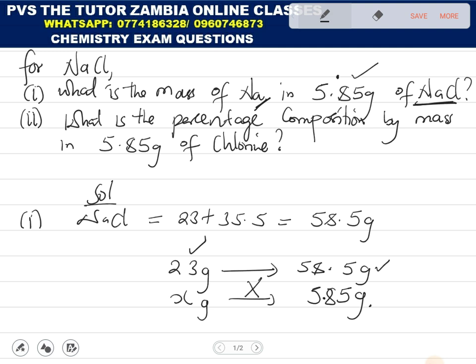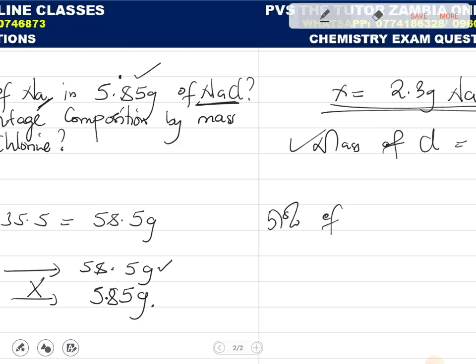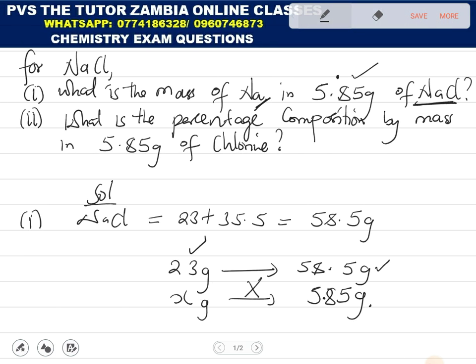What is the percentage composition by mass in 5.85 grams of chlorine? Now, we're looking for the percentage composition of chlorine. In fact, this step is important because it's helping us find this part. Because for us to find the percentage composition of chlorine in sodium chloride, we need to know the actual mass. Because they have said by mass, we don't have to use anything else. We are going to use mass only.